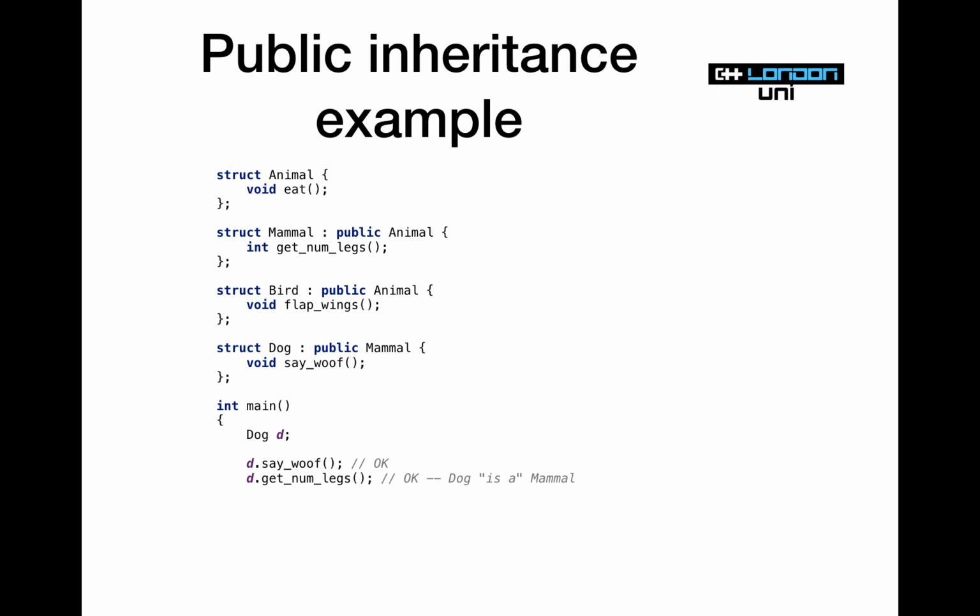And we can go even further, as you were saying, every mammal is a kind of animal. Every animal has an eat function. So we can say d.eat. We can call the eat member function of our dog.